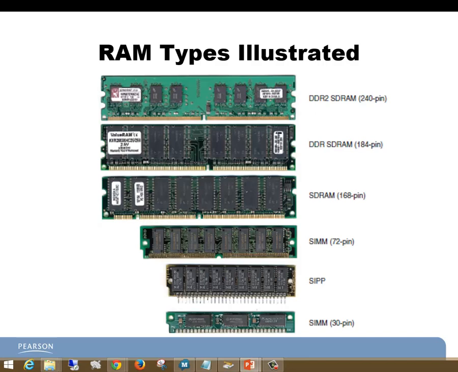So here's just some examples of some different types of memory. We've got DDR and DDR2 at the top. SDRAM, a SIM, that's an old one. SIPP, that's a very old one.